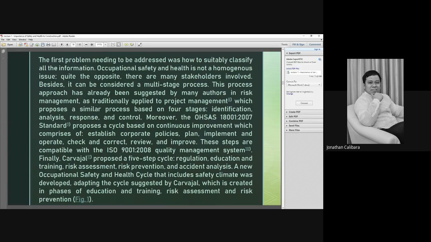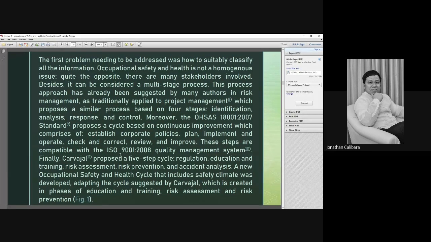Moreover, the OHSAS 18001-2007 standard proposes a cycle based on continuous improvement, which comprises establishing corporate policies, plan, implement and operate, check, correct, review, and improve. These steps are compatible with the ISO 9001-2008 quality management system. Finally, Carvajal, the author, proposed a five-step cycle: regulation, education and training, risk prevention, and accident analysis. A new occupational safety and health cycle that includes safety climate was developed, adapting the cycle suggested by Carvajal, which is created in phases of education and training, risk assessment, and risk prevention. It's long, right?